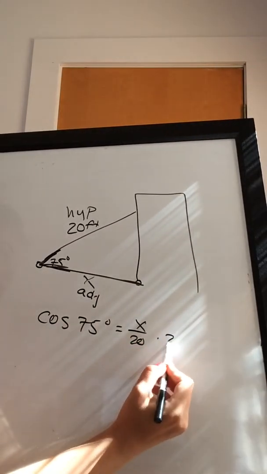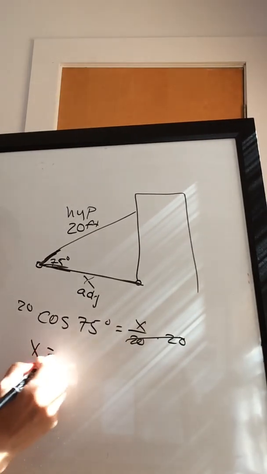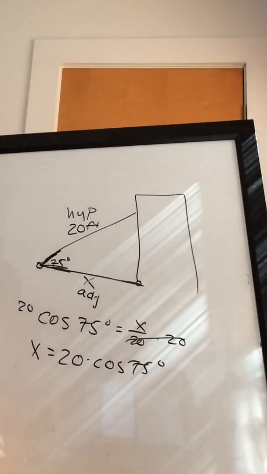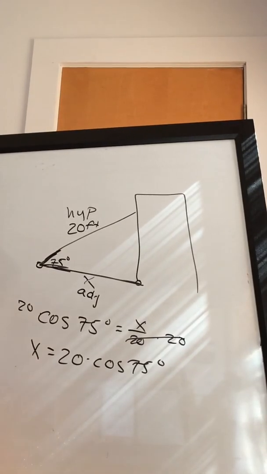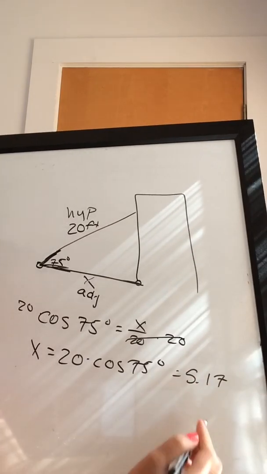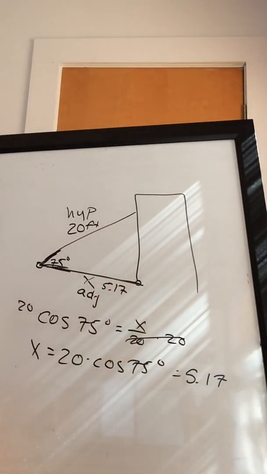To get x by itself, I'm going to multiply each side by 20 so that these cancel out. So x equals 20 times the cosine of 75. And you get 5.17 feet away. So it would be 5.17 feet away from the base of the building.